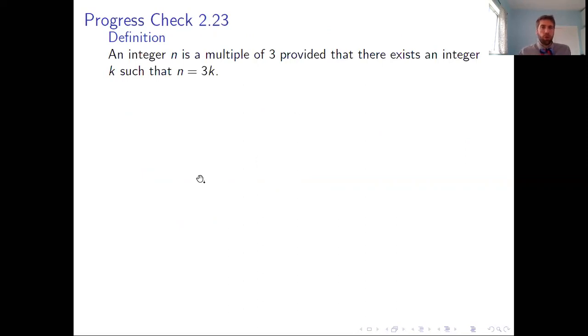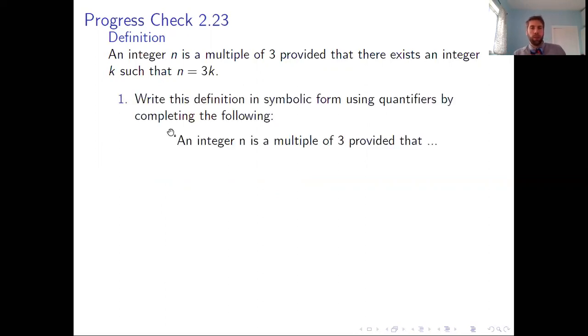Okay, for progress check 223, we have a new definition. An integer n is a multiple of 3, provided that there exists an integer k such that n equals 3k. Now this should look familiar because we've defined even and odd numbers already. So this is sort of like even, but being a multiple of 3. When I first taught even and odd numbers, I used little smiley faces there, just to show you that there just needs to exist a number, and you can use any symbol you want for it.